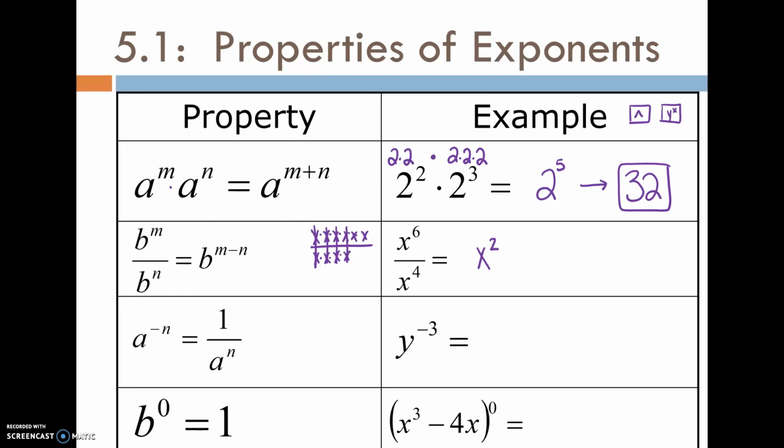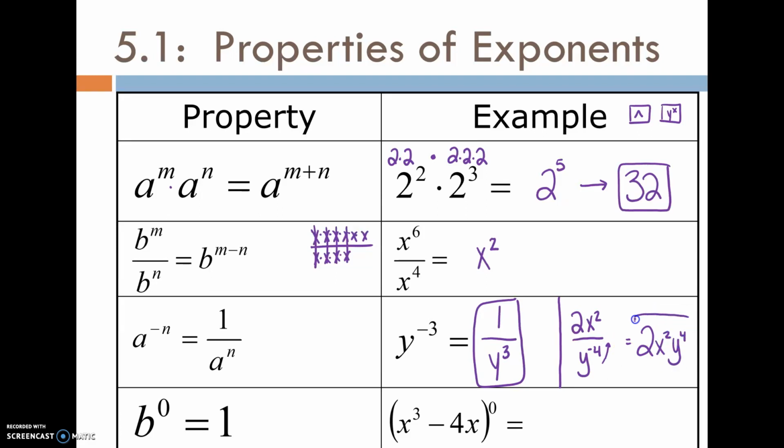Negative exponents move. They take the reciprocal of whatever you're working with. So a to the negative n becomes 1 over a to the n. Y to the negative 3 becomes 1 over y to the positive 3. And let's just make another example. Say we had 2x squared over y to the negative 4th. So in this first example, if you have a negative exponent on the top, it moves to the bottom. In this example, if you have a negative exponent on the bottom, it's going to move to the top, and this will become 2x squared y to the positive 4.